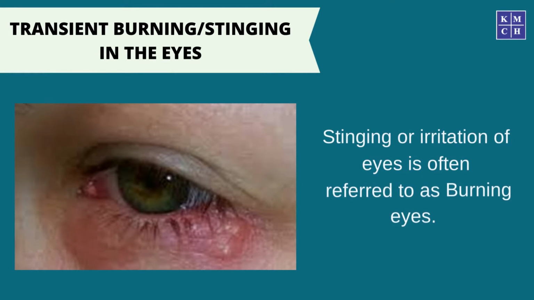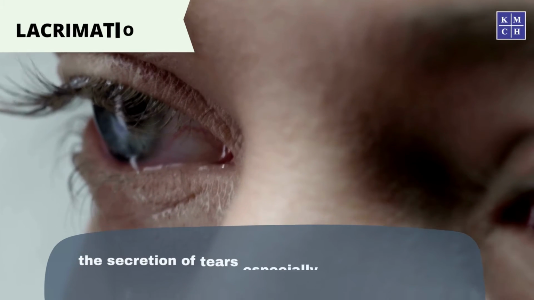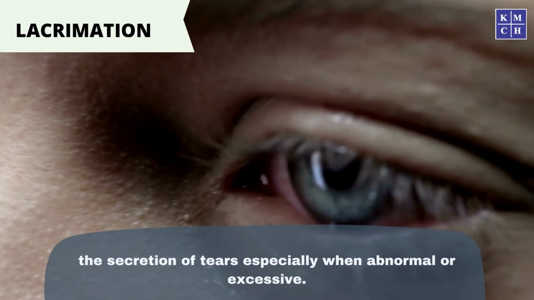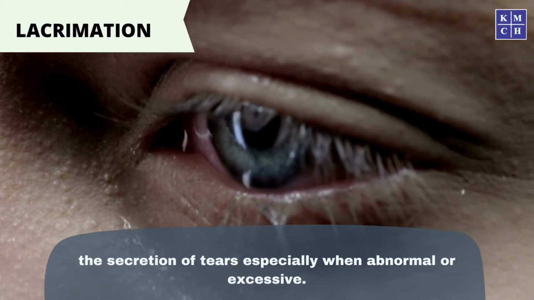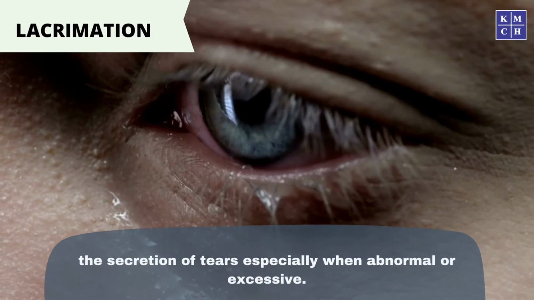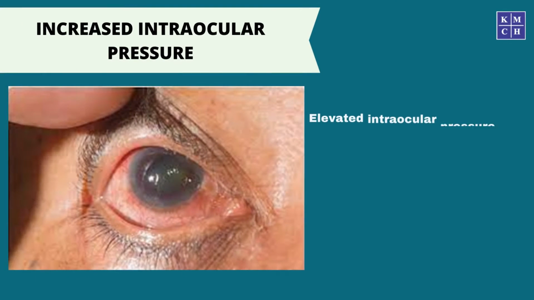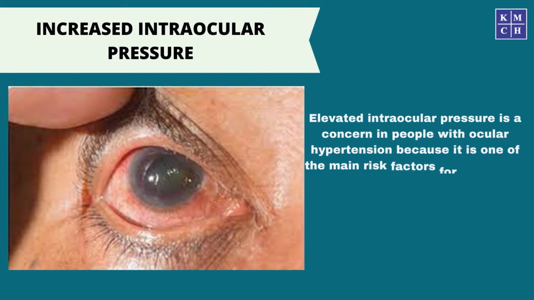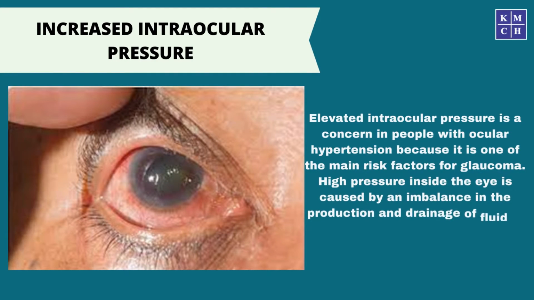First, we'll see about transient burning. This occurs in the eye when there is pressure on a nerve and it disappears gradually as the pressure is relieved. This is often referred to as burning eyes. The next one is lacrimation. Lacrimation is nothing but the secretion of tears that occurs because of any abnormalities. Increased intraocular pressure. Intraocular pressure refers to the pressure created by the continual renewal of fluids within the eye. So if this pressure increases, it causes ocular hypertension, which further leads to glaucoma.